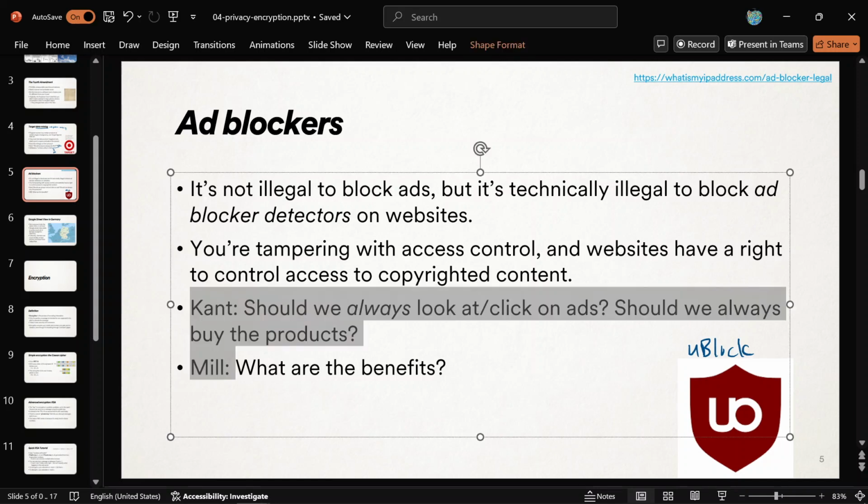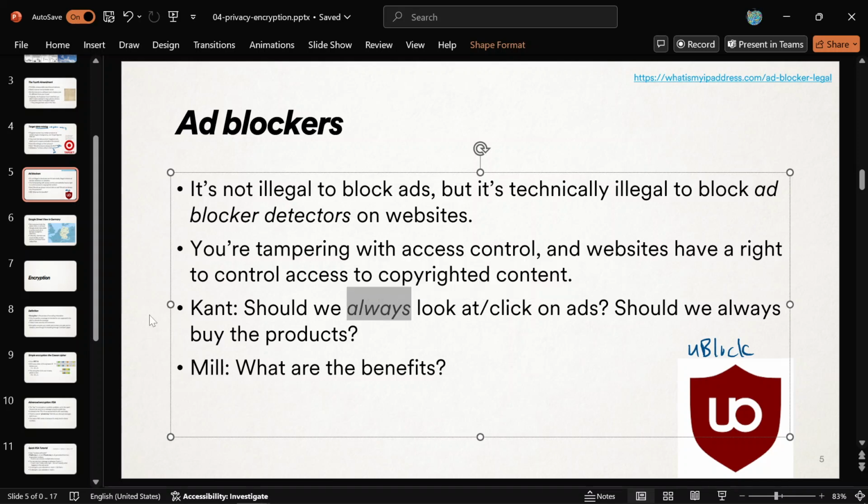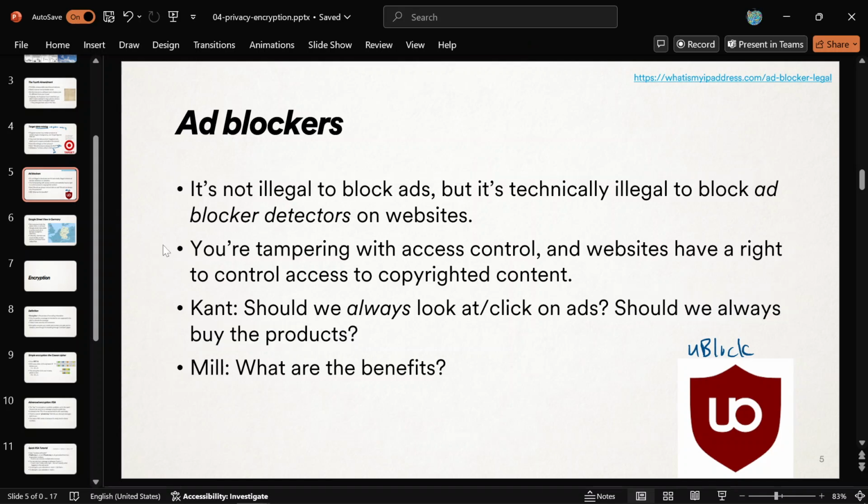There's plenty more ethical theories that you can look up, but we'll just stick to Kant and Mill in this class at least. So what would Kant say about ad blocking? He'd be like, all right, should I always be seeing ads in front of me? Should I always look at them? If I'm given one on a website, should I always be clicking them? That word always hits hard here. Am I supposed to click on all the ads? Should I be buying all the products that are offered to me? Absolutely not. That's, again, being used as a means to an end.